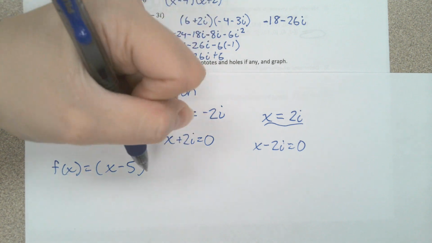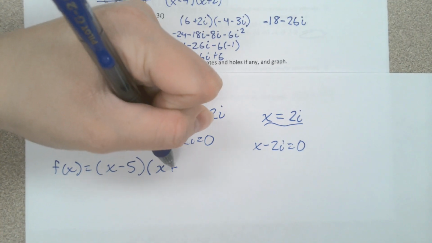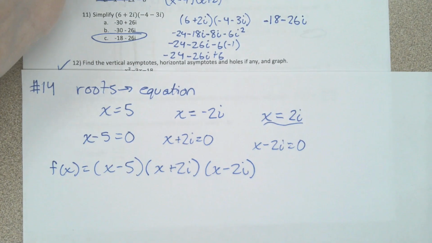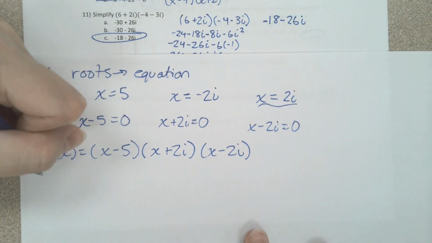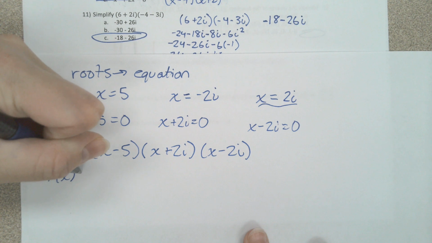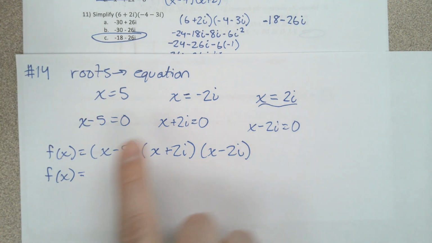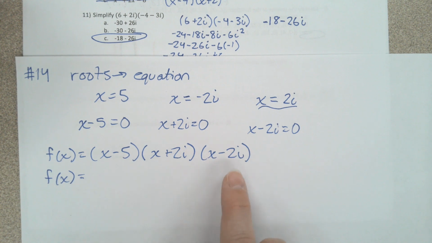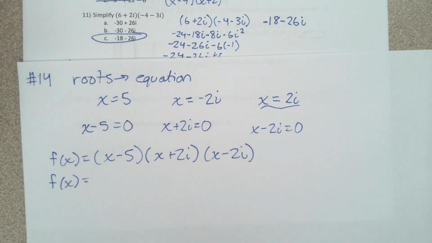F of x equals x minus 5 times x plus 2i times x minus 2i. And then we multiply together to get our equation. That's it. Reminder, you can multiply in any order. I recommend multiplying these together because these are a difference of squares. The middle terms cancel out, which is why we end up without any i's.